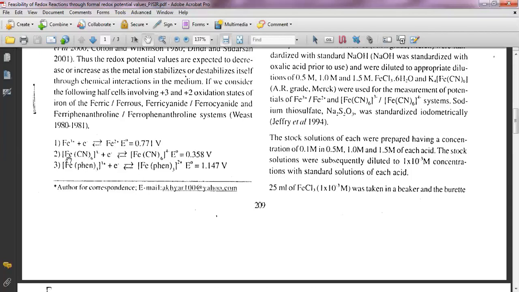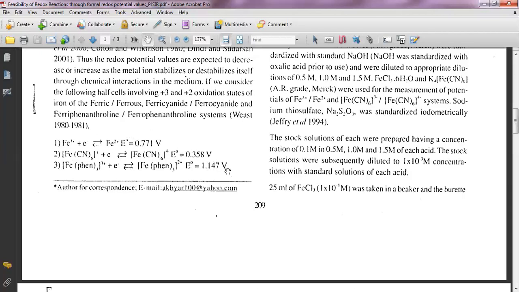That means the iron cyanide 6 plus 3 complex, the oxidized form, has less ability to reduce to this form. The iron plus 3 cyanide complex is more stable as compared to the iron plus 2 cyanide complex. That's why its reduction potential is less as compared to the bare element. So let's move to the third one.